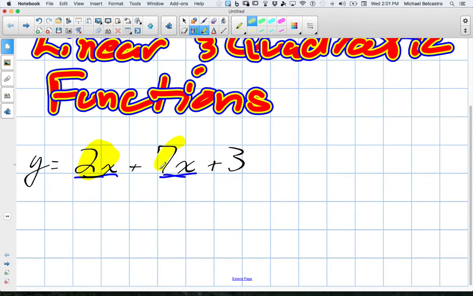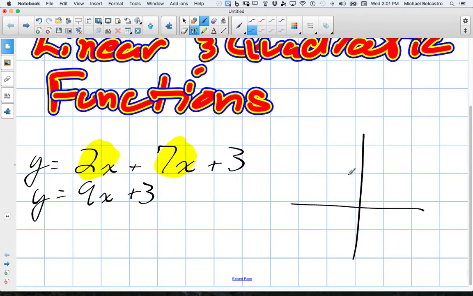So we're going to simplify by adding the coefficients of the two like terms. So you have y is equal to 2 and 7 is 9x plus 3. So this is now just a linear equation. The y-intercept is at positive 3, and you have a rise of 9, a run of 1, so a rough estimate of what it would look like is something like this, something with a very steep slope.